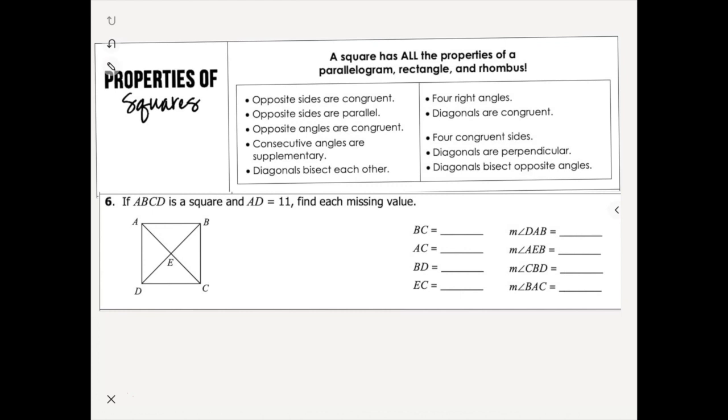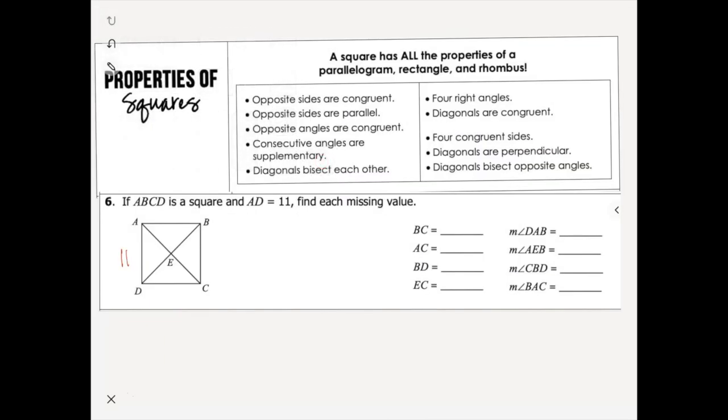So we're going to use these properties to solve for the missing values in this figure. So it says if ABCD is a square and AD is 11, find each missing value. So we know that AD is 11. I'm just going to go ahead and start filling things in, because if we know that there are 4 congruent sides, then this is 11, this is 11, this is 11. And you can see over here, they asked for BC, so we already know that this is 11.